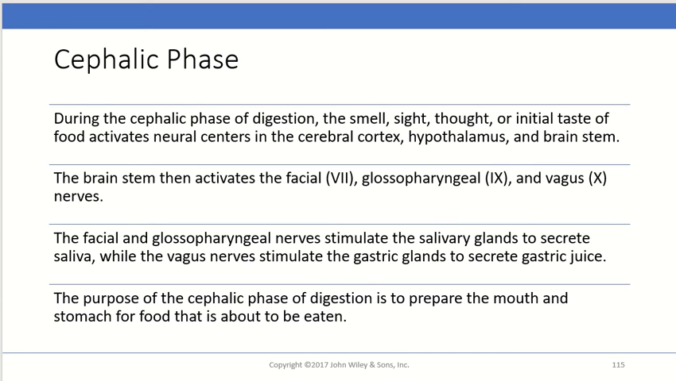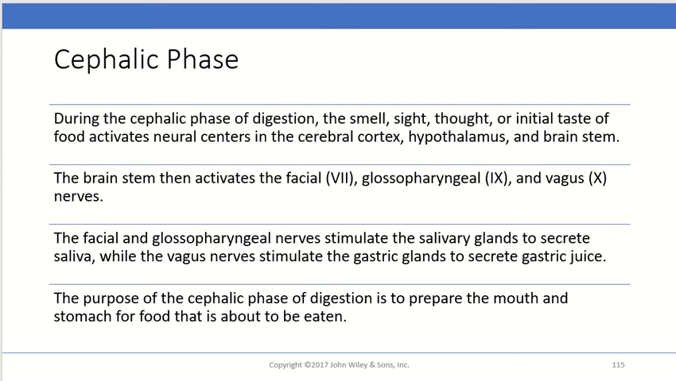So, the cephalic phase. During this phase of digestion, the smell, the sight, the thought of, the initial taste of food, all of those things that go along with eating, are going to activate the neural centers of the cerebral cortex, the hypothalamus, and the brainstem. The brainstem is then going to activate the facial, glossopharyngeal, and the vagus nerves.